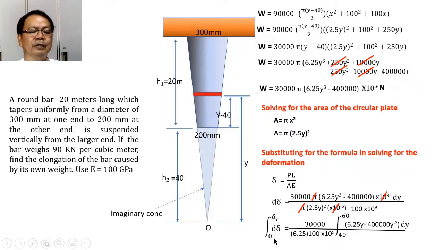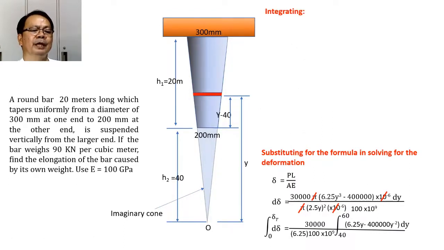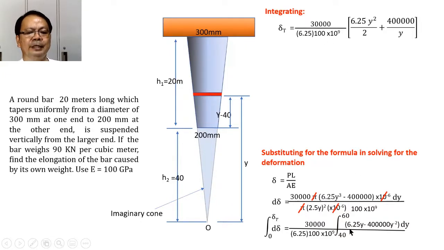And so our equation becomes, the total deformation becomes the product of 30,000 divided by 6.25 times 100 times 10 to the 9. And this would have an integral equal to 6.5 y squared over 2 plus 400 over y evaluated from 40 to 60. And if you evaluate the limits of integration, the total deformation becomes 1.4 times 10 to the negative 4 meter, or simply that is equal to 0.14 millimeter.